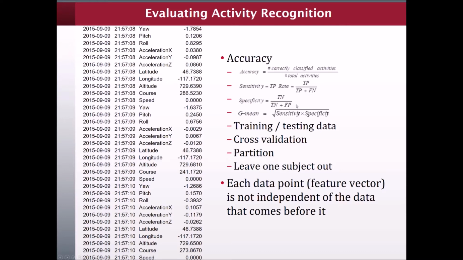A common measure used in cases where you have an imbalanced class distribution is G-mean, which is the square root of the product of sensitivity and specificity. And this could be calculated per activity category, or it could be averaged over all activity categories, depending on what you want to try to show for the activity model.